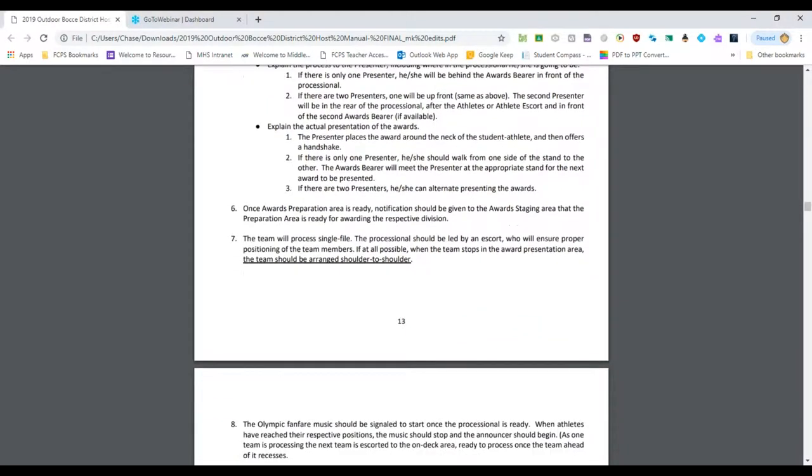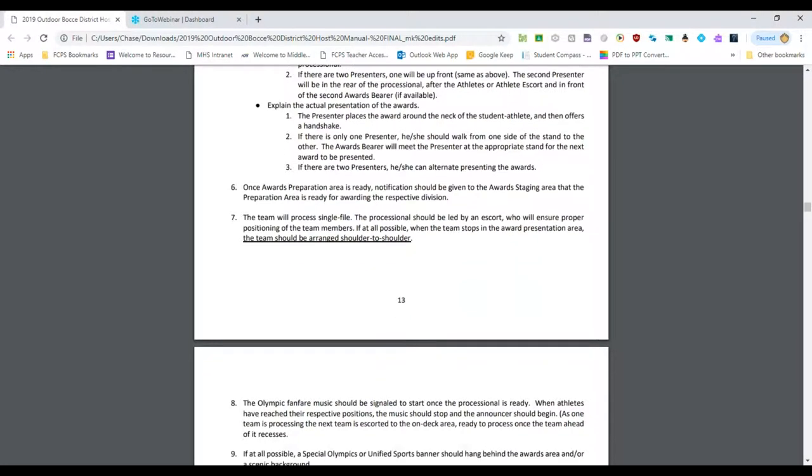The presenter places the award around the neck of the student athlete, then offers a handshake. If there is only one presenter, he or she should walk from one side of the stand to the other. The awards bearer will meet the presenter at the appropriate stand for the next award to be presented. If there are two presenters, they can alternate presenting awards.